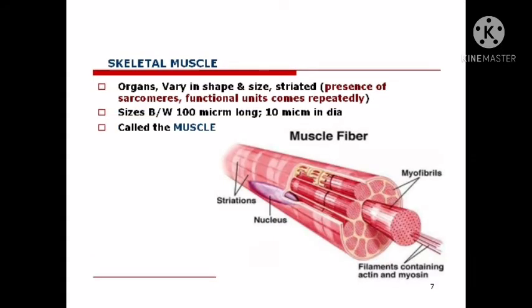Now, skeletal muscles are organs like other organs, because the definition of an organ is that it performs a special function. So skeletal muscles are also organs. They vary in shape and size.